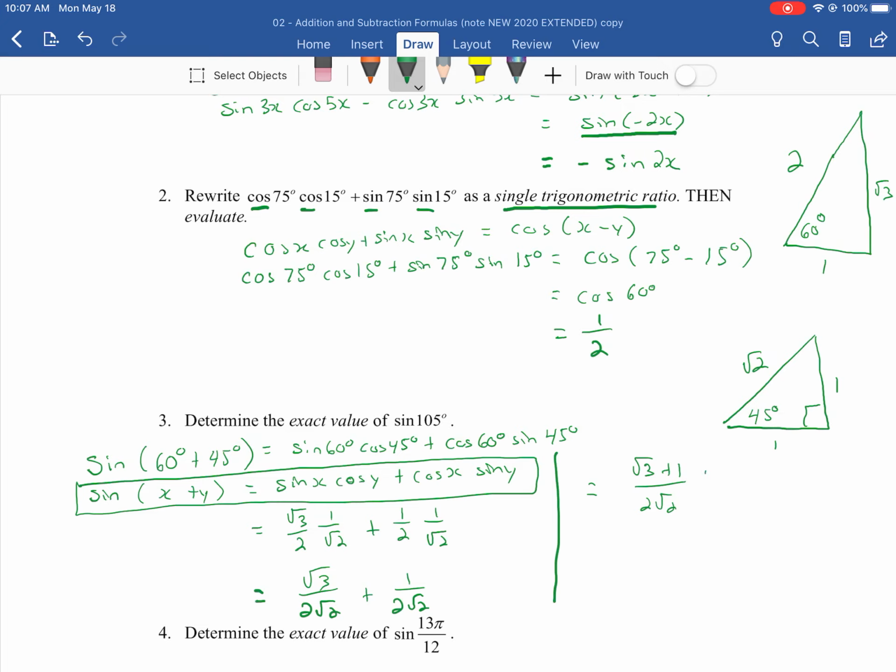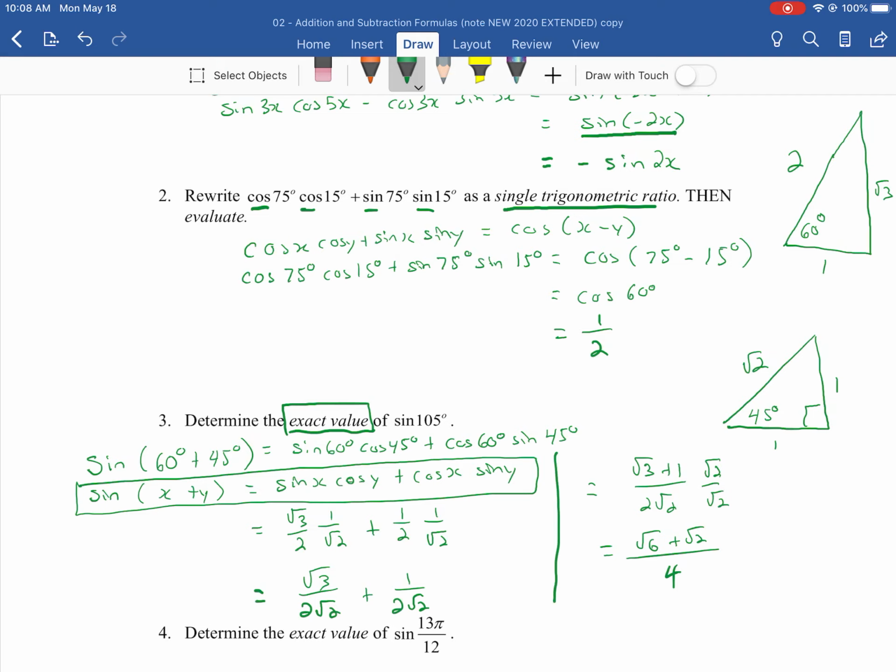Add them together. I get root 3 plus 1 over 2 root 2. Multiply the whole thing by root 2 over root 2 to get rid of those radicals. I get root 6 plus root 2. Let's see. Root 2 times root 2 is 2 times another 2. I get a 4 there. Maybe you have to go through that for a second to really establish that in your mind. Okay, I did what they asked. I found the exact value of sine 105.